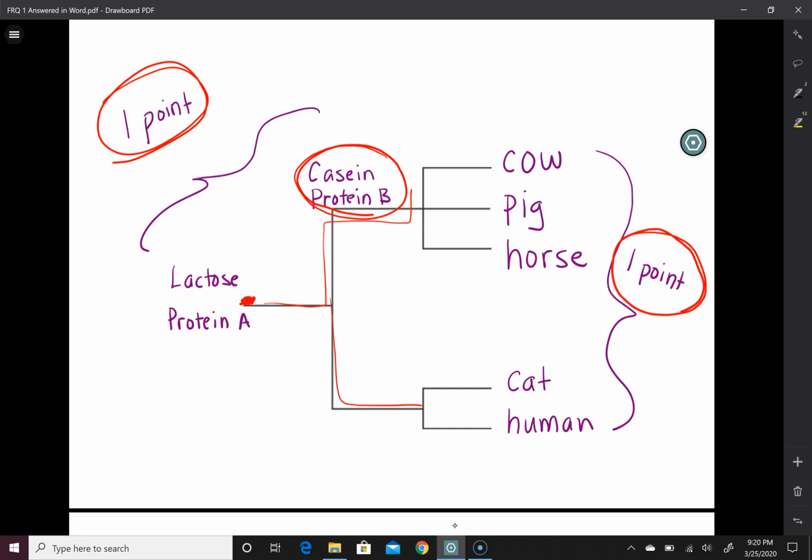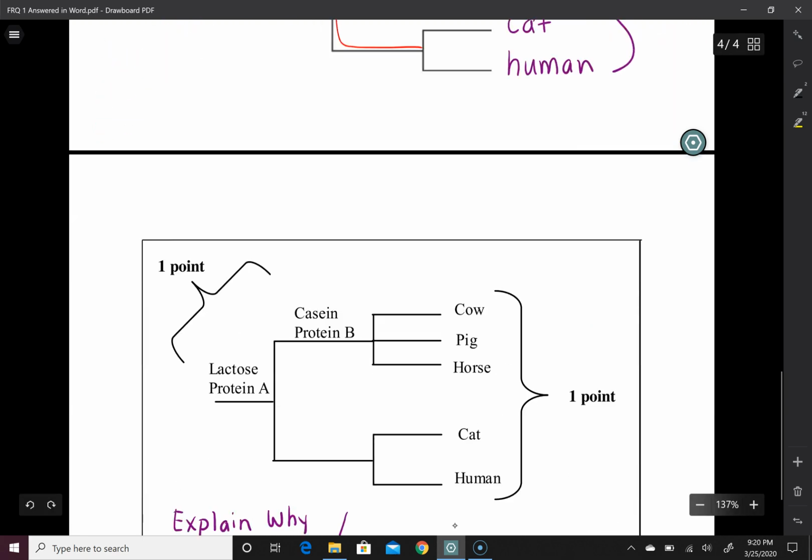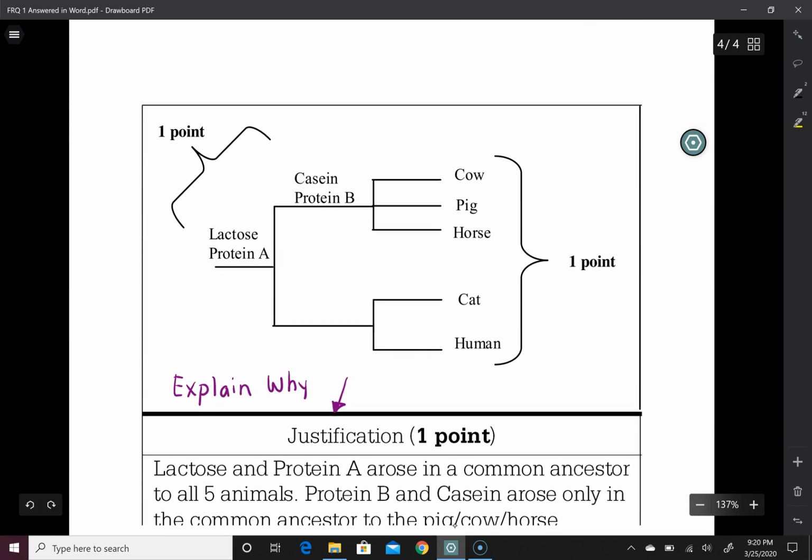And then the justification, or you explain why you did it, here's how they kind of graded it. So this is the breakdown for the way they broke down the points. And then here you had to say something along the lines of lactose and protein A were for the common ancestor, let's say, of all 5 animals. Some of you were very, very vague on that, and you have to be super specific. You do not need to write 50 sentences. You just must be very, very specific on why you put the words where you put them and why you made the divisions the way you did.